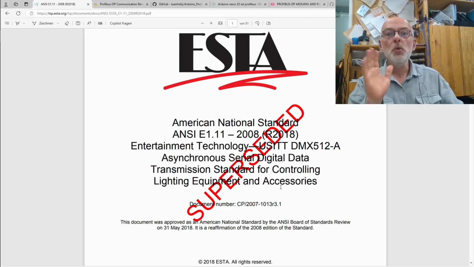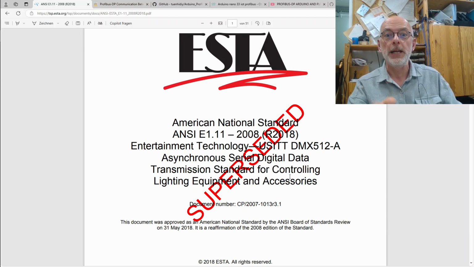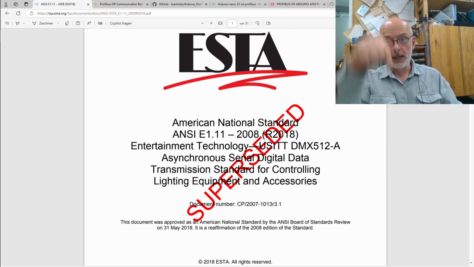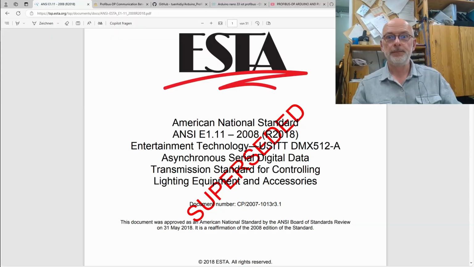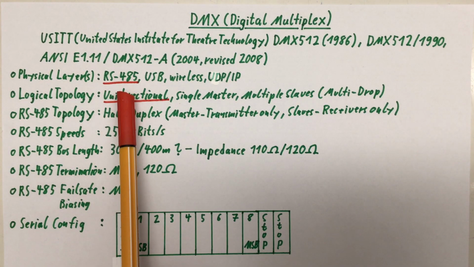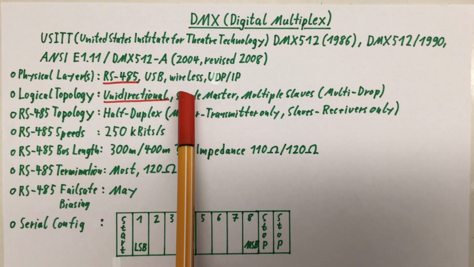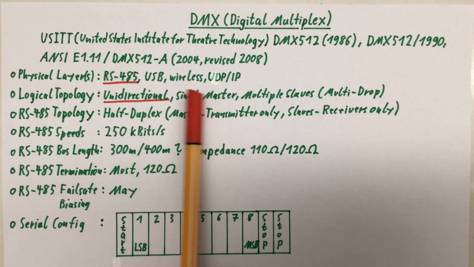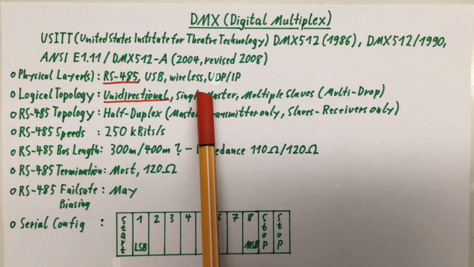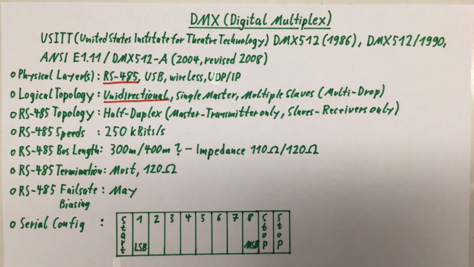Fortunately for us, you can download the superseded version of the standard for free. Here it is, link in the description. It can use the following physical layers: RS-485 of course, USB, wireless. That's not your standard wireless LAN, that's a proprietary technology. And then UDP IP, so also Ethernet.